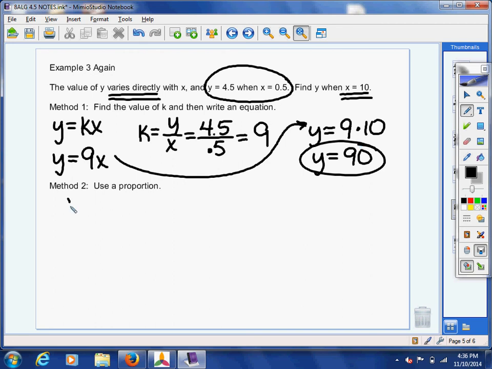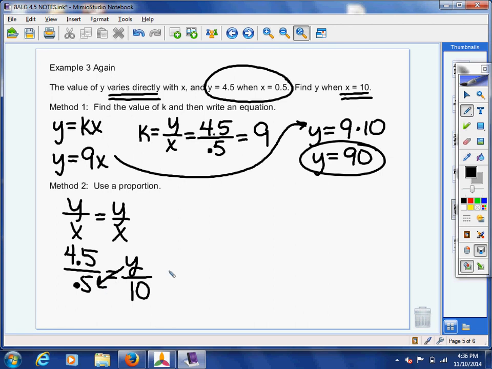All right, love the proportion. So I'm going to do the proportion. Love this the most. And let's see what happens. All right, so we're going to do y over x. So that's going to be 4.5 over half. And that's going to equal, well, I don't know what y is, but I know that its x is 10. So if you cross multiply, we have 0.5y is equal to 4.5 times 10, that's 45. And then lastly, divide each side by 0.5.